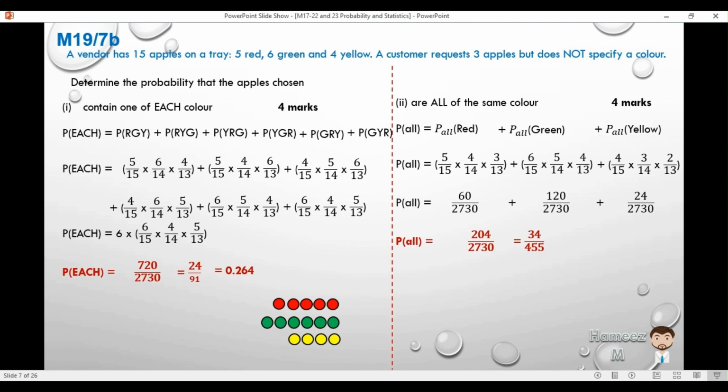Any of these answers are correct, any of the ones in part 1 or in part 2. Or we can convert it to 0.075 or 7.5% probability of selecting all 3 apples of the same color.